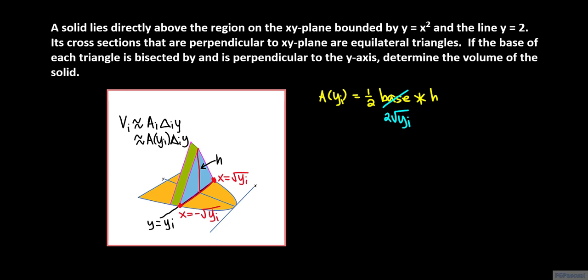We apply a little trigonometry to find h in terms of y sub i. h, of course, is perpendicular to the base. In addition, because the triangular face is equilateral, its base angles are both equal to 60 degrees in measure. One half of the base is the square root of y sub i. Using the fact that tangent 60 degrees is the square root of 3, h must be equal to the square root of 3 times the square root of y sub i, or the square root of 3 times y sub i.